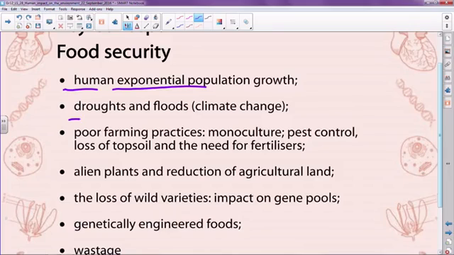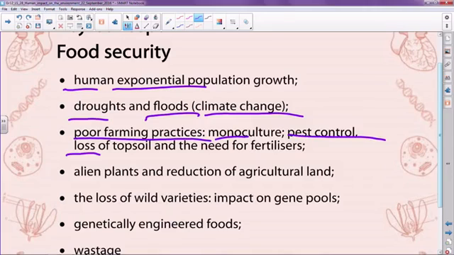Okay, droughts and floods when climate change affects us. We know this. Okay, poor farming practices. Okay, monocultural pest controls. All of this stuff is going to affect it. Pest controls start killing animals and that inside the dams that we actually need. Okay, we have loss of topsoil. If you let your cattle graze, for instance, you lose all that grass, and then it rains, and all that topsoil goes into the rivers, and the rivers become too fertile, and the same thing happens. Okay, and the need for fertilizers, as we spoke earlier, with eutrophication.